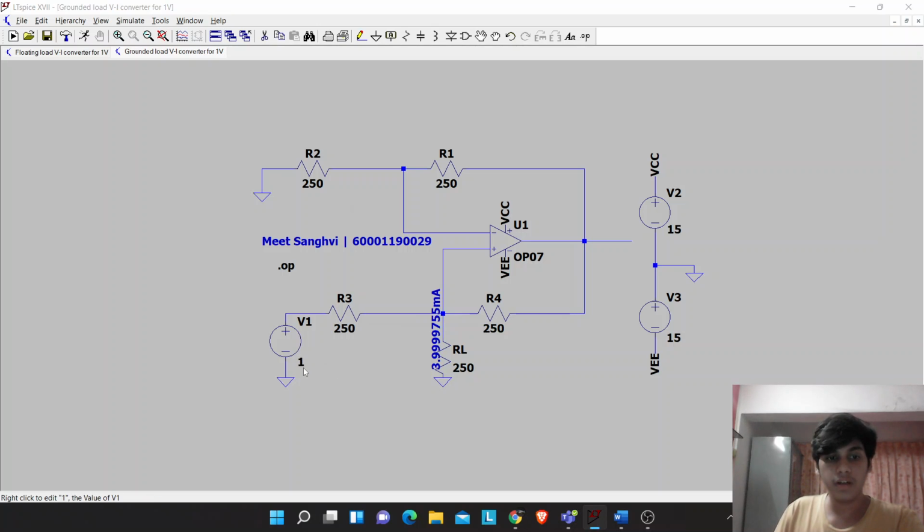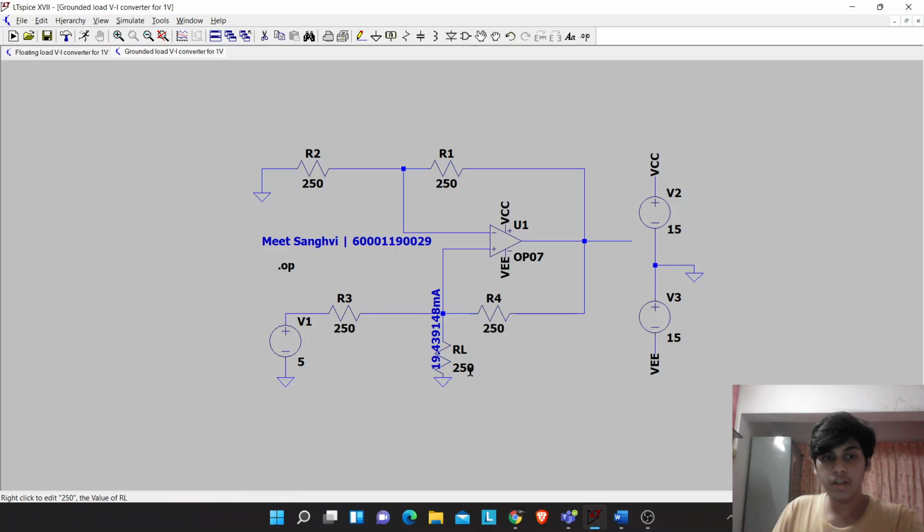And we'll change it to 5 volts. We'll run again, close this, and we get 19.439 milliamperes, which is not very close, but it is close to 20 milliamperes, which was our desired output.